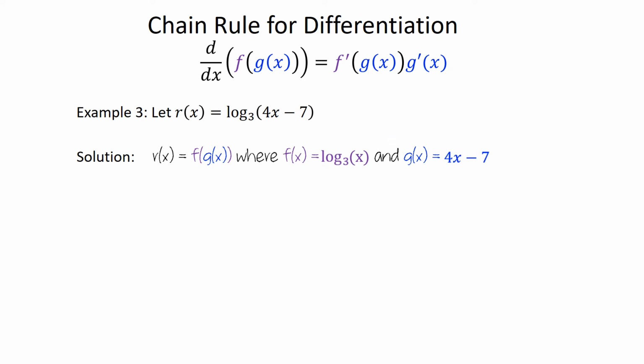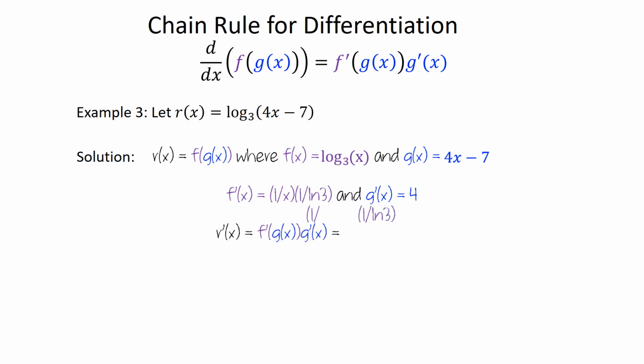Next, we need to compute the derivatives of the outside function and the argument. Here, the derivative of f is 1 over x times 1 over ln of 3, and the derivative of g is 4. To apply the chain rule to compute the derivative of r, we first have to do the derivative of the outside function, and I've left some extra space here because we're going to plug in the argument in place of x. And then we multiply by the derivative of the argument.